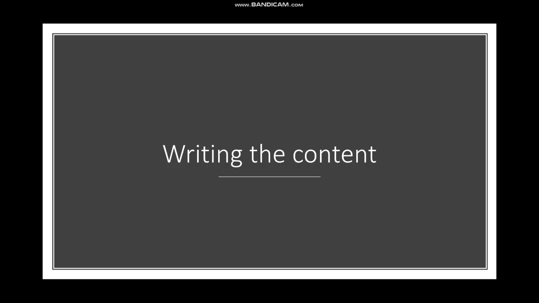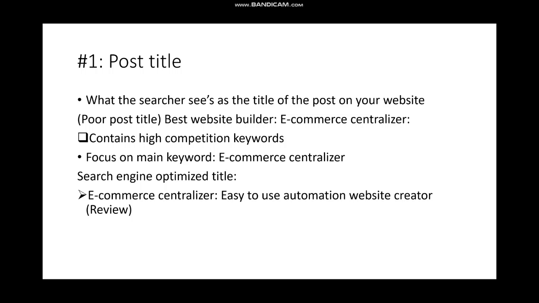Next, we're looking at the actual writing of the content. So this is obviously the main part that you guys would have come here for, and I will get into that now. So number one is the post title. This is what the searcher sees as the title of your post. I'm giving you a poor post title: best website builder e-commerce centralizer.